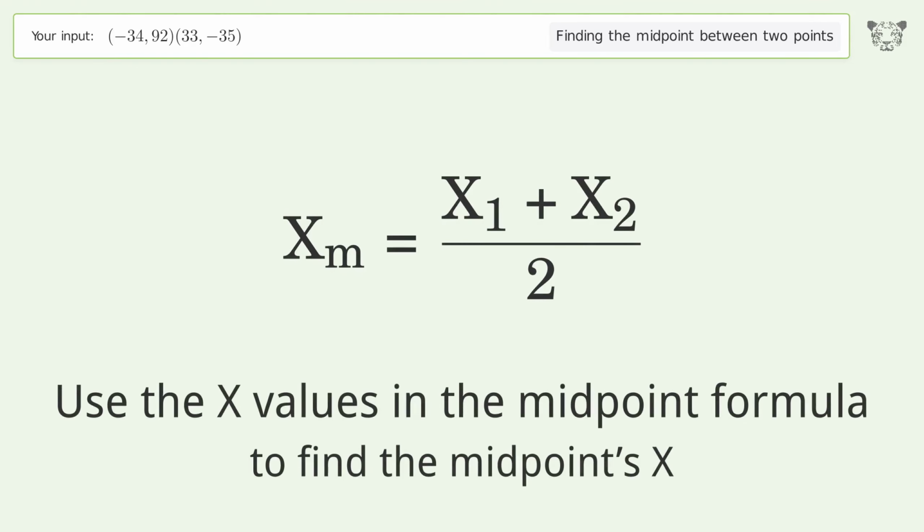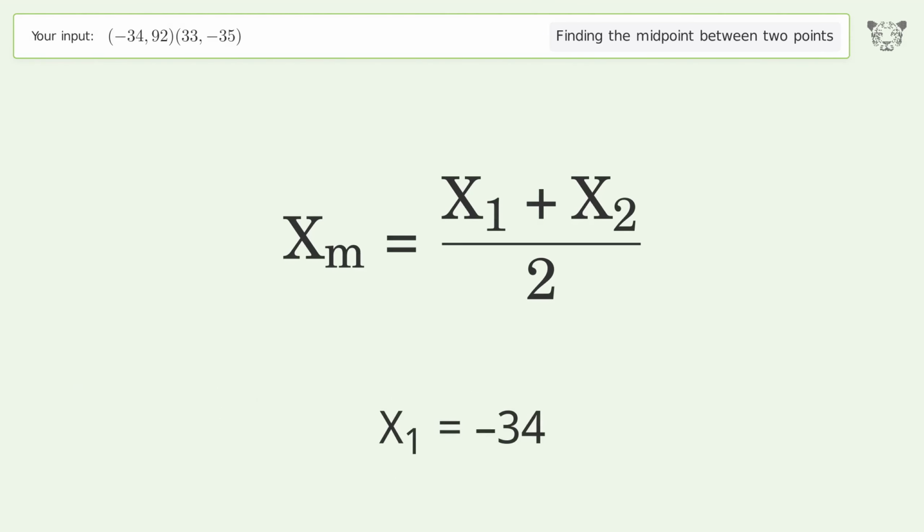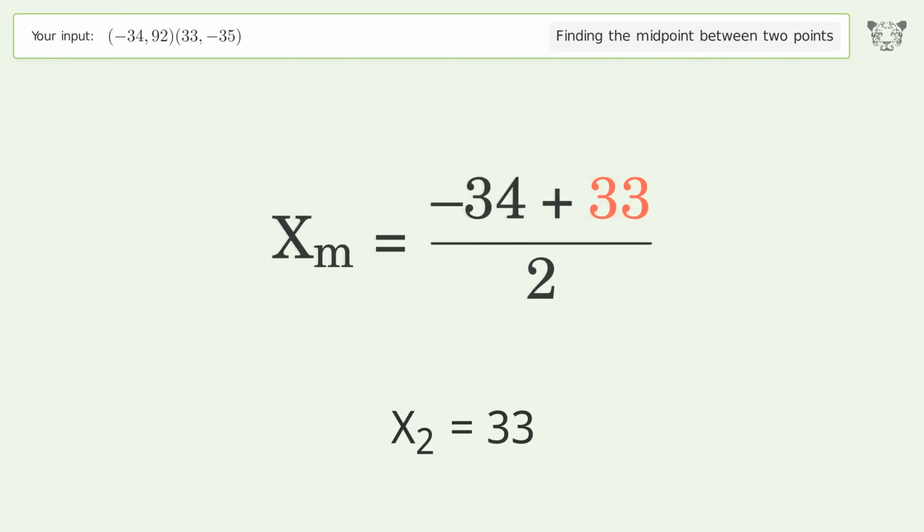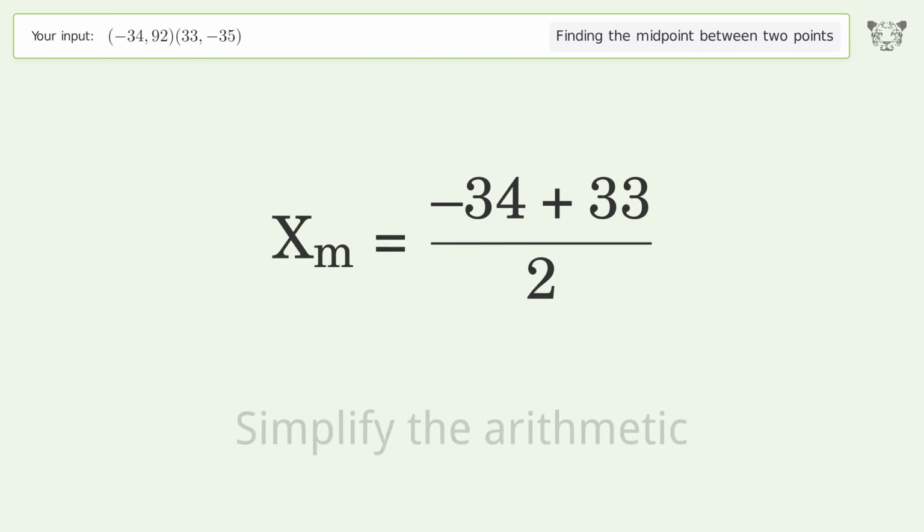Use the x values in the midpoint formula to find the midpoint's x. x1 equals negative 34. x2 equals 33. Simplify the arithmetic.